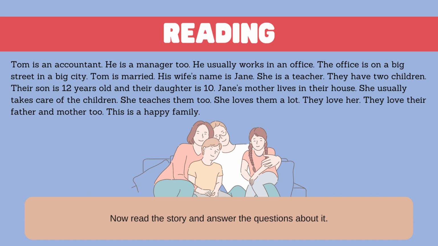Now read the story and answer the questions about it. Tom is an accountant. He is a manager too. He usually works in an office. The office is on a big street in a big city. Tom is married. His wife's name is Jane. She is a teacher. They have 2 children. Their son is 12 years old and their daughter is 10.